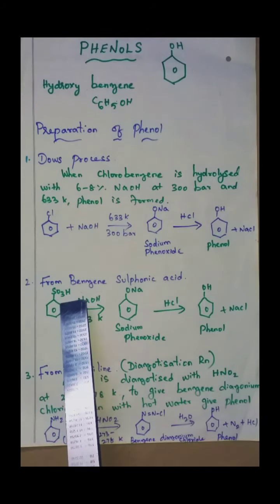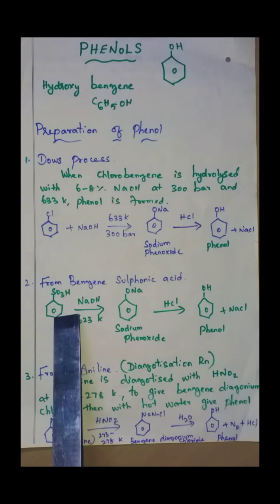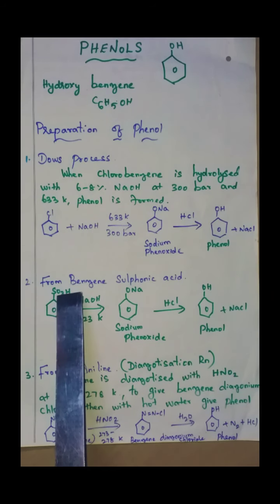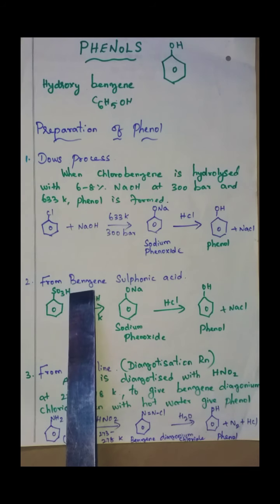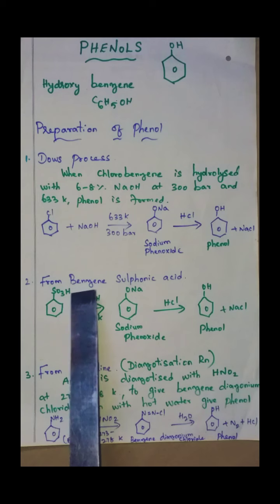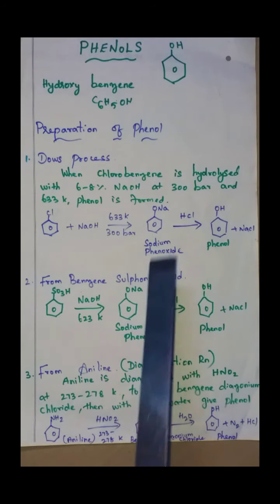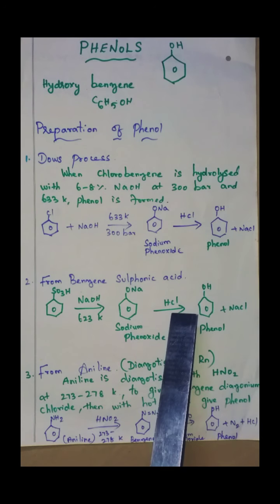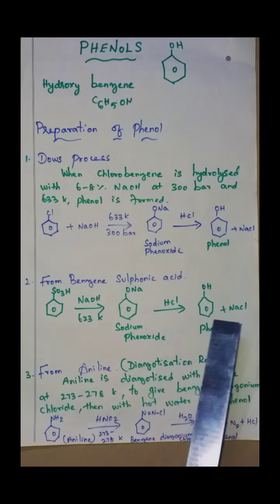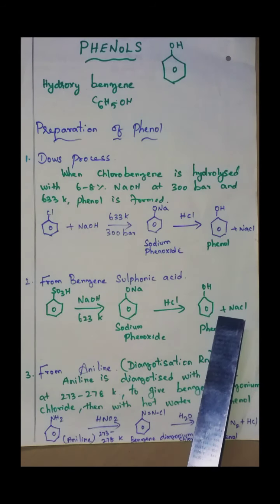Then the second process is from benzene sulfonic acid. This structure is a benzene ring with a sulfonic acid group, that is the SO3H group. Benzene sulfonic acid when reacting with sodium hydroxide forms sodium phenoxide, similarly, and further treated with HCl forms phenol. So from benzene sulfonic acid also we can prepare phenol.